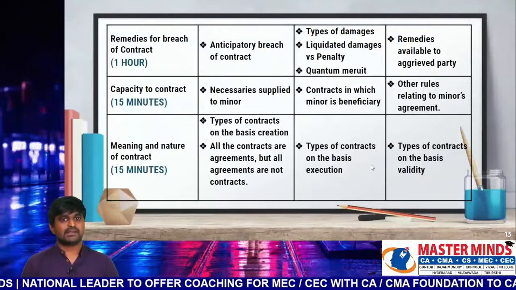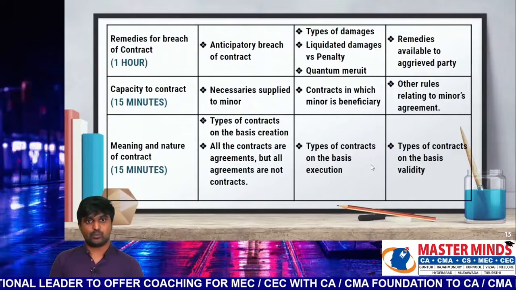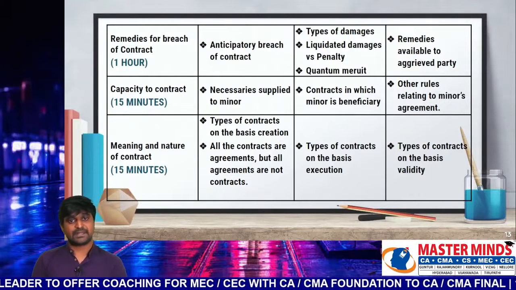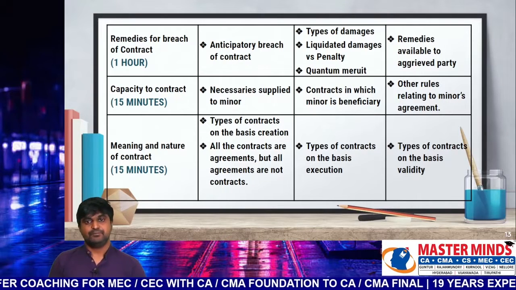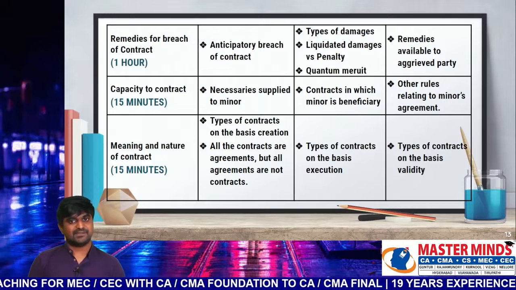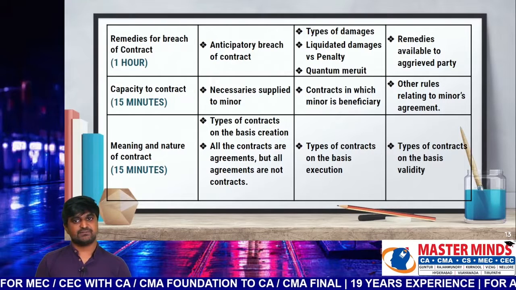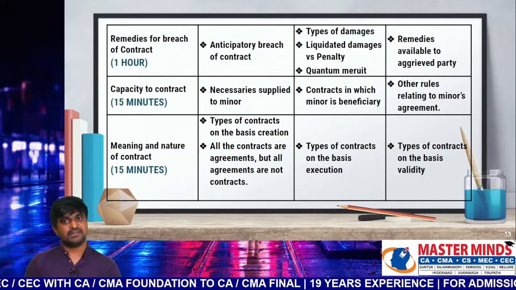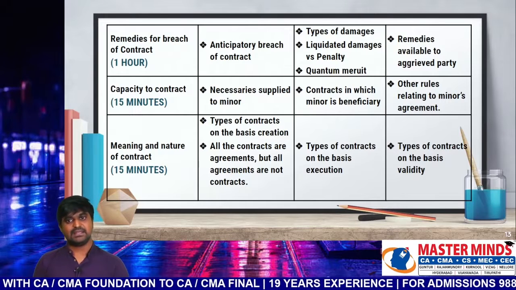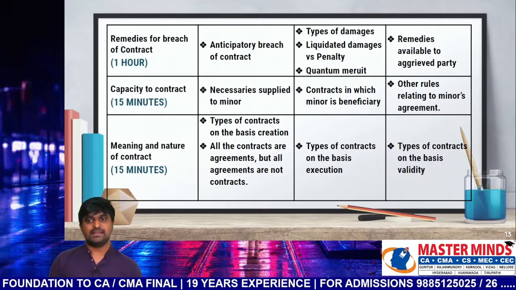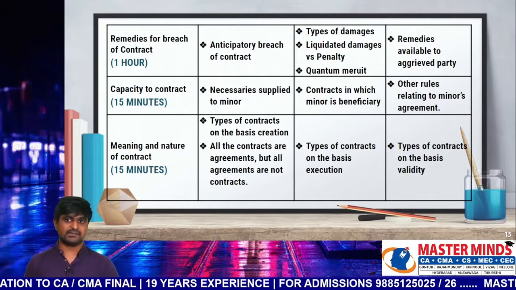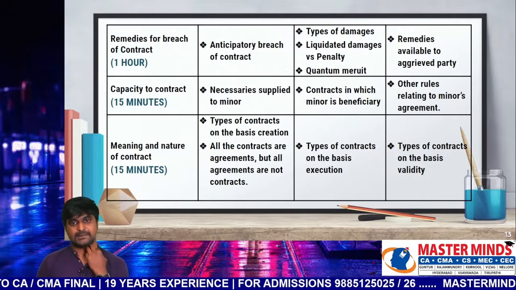And remedies for breach of contract. You need to spend 1 hour of your time. So a practical question may be posed from this chapter. Okay, here first priority concept is anticipatory breach of contract, and second priority is types of damages, and then liquidated damages versus penalty, and then quantum meruit. And last priority concept is remedies available to the aggrieved party.